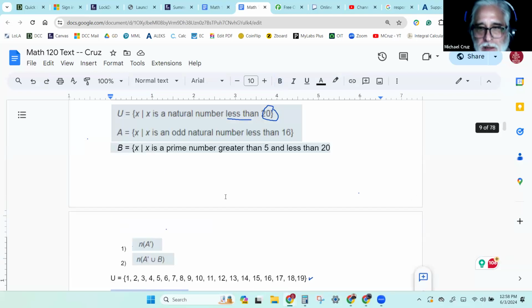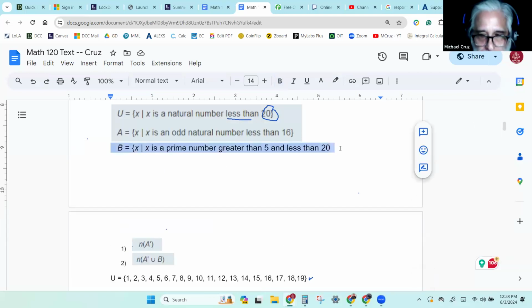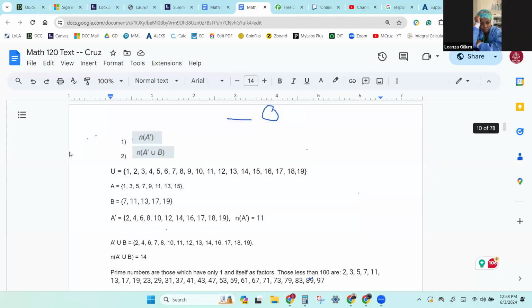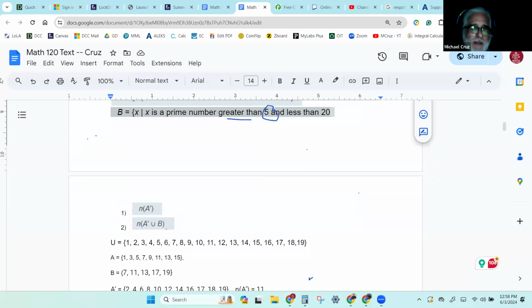Now B is prime numbers. You may not know what a prime number is. It's not really that important, but these are rather small ones, and there's only a handful of them. A prime number is just a number that's only divisible by itself and 1. I'll just show you here. So 1 is not a prime number because it's only divisible by 1, and 1 in itself is the same.